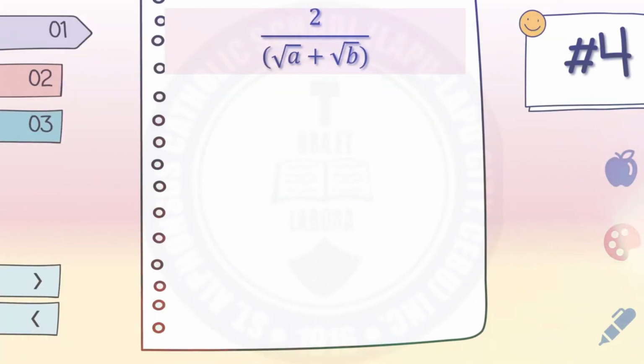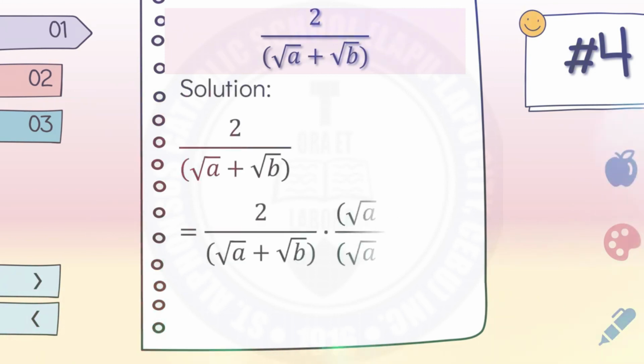Number 4. 2 divided by quantity square root of A plus square root of B. To divide the radical with the denominator of the radical consisting of at least 2 terms, you need to rationalize the denominator. In order for you to rationalize this denominator with 2 terms, you need to apply the conjugate. So look for a pair of binomial that can make the denominator a conjugate, and that is square root of A minus square root of B.